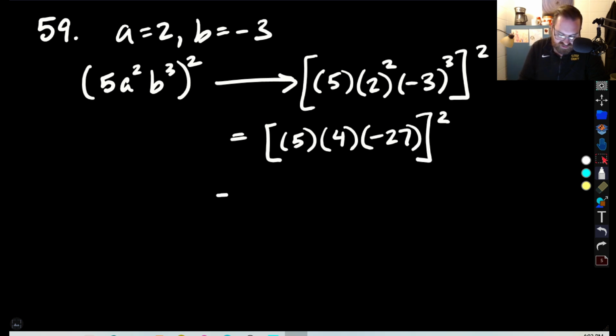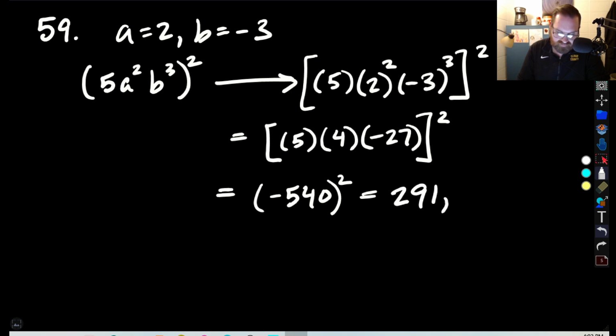Squared. So here we're going to get a negative 540, and we're squaring that thing. And if you multiply this whole thing out, I've just got negative 540 times itself. It's going to turn into a positive 291,600. And that right there is going to be my final answer in this problem.